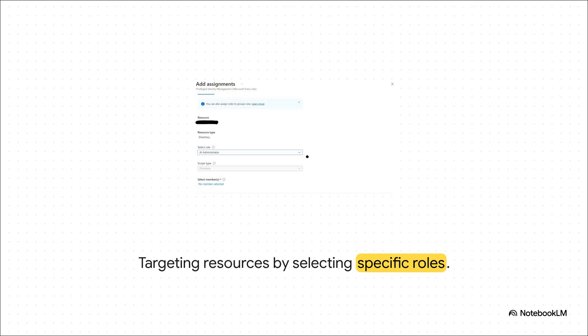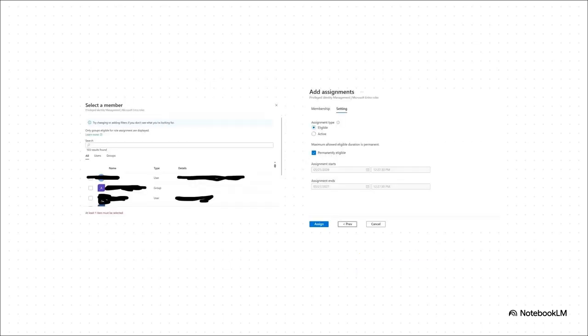Here in Step 1, you can see just how easy it is to target a specific resource. Notice how the resource type is set to the directory, and they've gone ahead and selected the AI administrator role from the drop-down menu. It's highly specific and highly targeted. Once that role is selected, we move to the final steps. In Step 2, we're just searching for and picking the specific user or group from the directory that needs this access. But take a look at the settings configuration for Step 3.